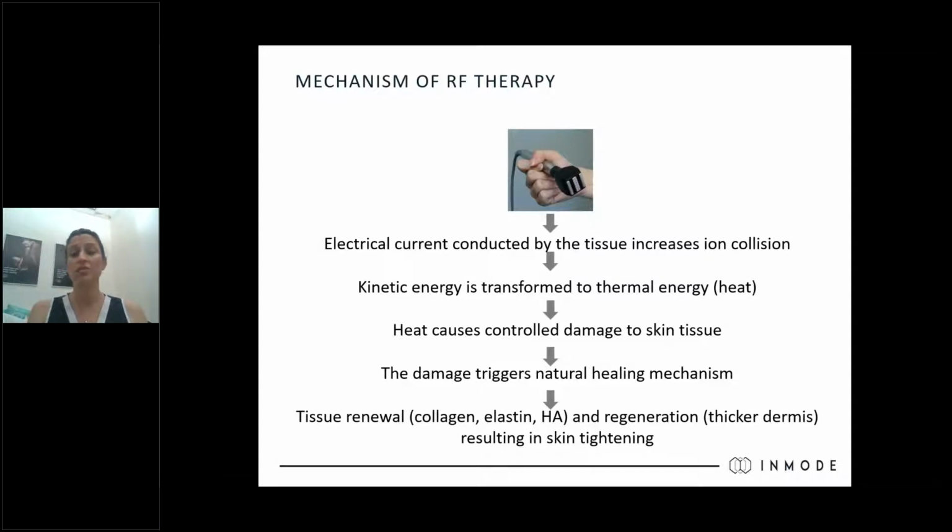This controlled damage triggers the natural immune system, the local immune system of the body, to take action, and that's where we actually see neocollagenesis, neoelastogenesis, some production of hyaluronic acid, and generally speaking, we see tighter looking skin, younger looking skin.